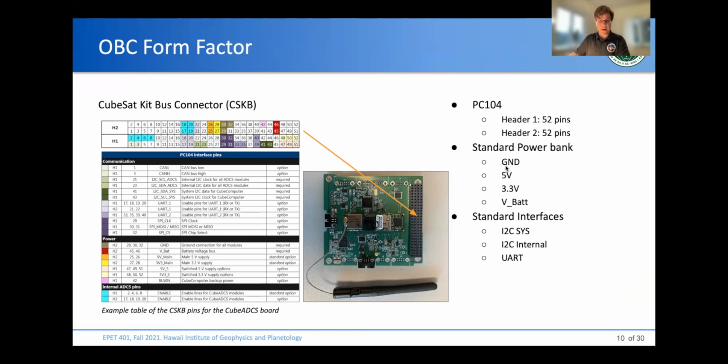And usually you find the ground, the 5 volts, the 3.3 volts, and VBAT. VBAT means the battery voltage, which can be unregulated. So sometimes it can be 7 volts, 14 volts, 16 volts, depending on your battery configuration. And then you have the standard interfaces: I2C of the system, I2C internal, UARTs, etc.